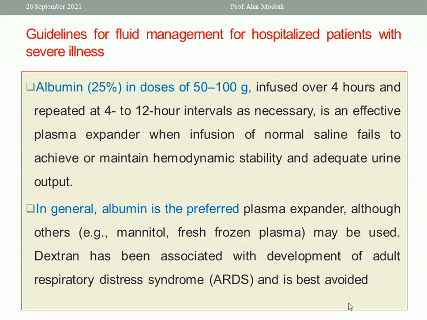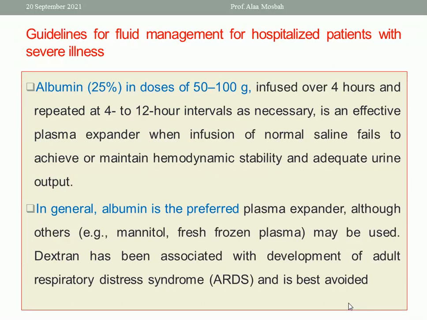Albumin, 25% in a dose of 50 to 100 gram, infused over 4 hours. And you can repeat it after a 12-hour interval as necessary. It is an effective plasma expander when infusion of normal saline fails to achieve or maintain hemodynamic stability and adequate urine output. In general, albumin is the preferred plasma expander, although others like mannitol and fresh frozen plasma may be used.